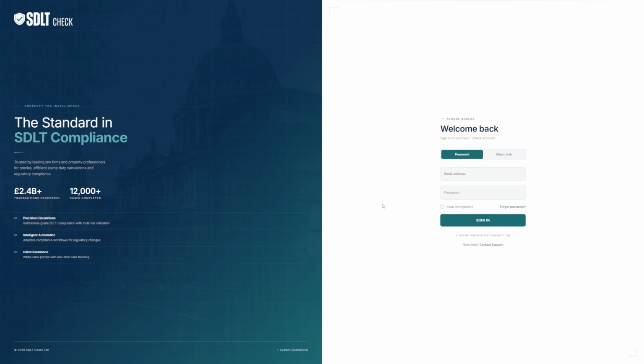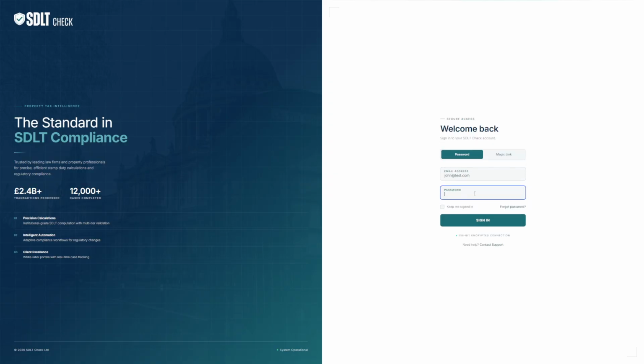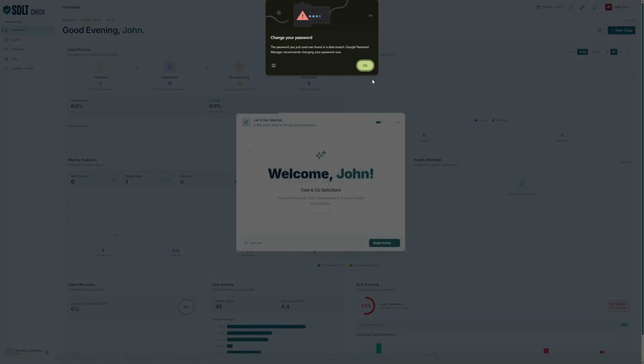When a member of the SDLT Check team sets your firm up on the platform, your first step is to log in. The very first time, use the Magic Link option on the login page. Enter your email address in the field here and click Send Magic Link. A secure link is sent to your inbox straight away and remains valid for 15 minutes. Open the email, click the link, and you're in.